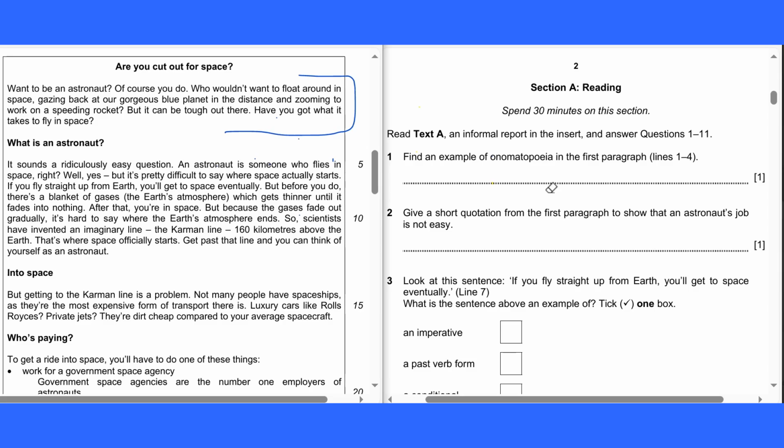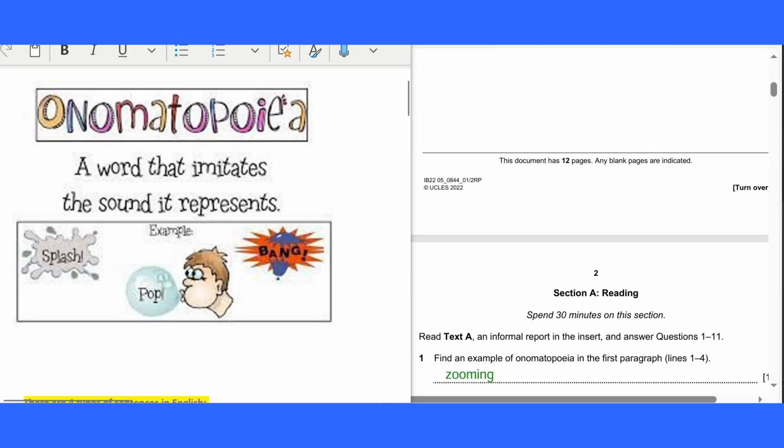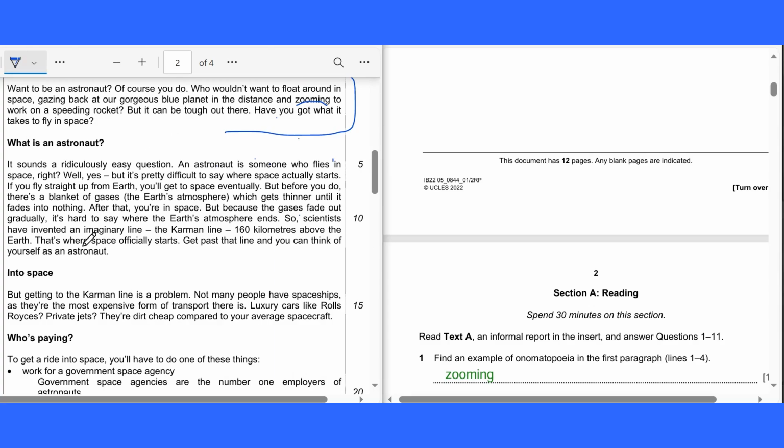Let's reveal the answer. Well, the answer is zooming here: zooming to work on a speeding rocket. So let's take a look at what onomatopoeia is. Onomatopoeia is a word that imitates the sound it represents, such as splash, water splash, balloon pop, or bang. So in here an example of onomatopoeia is zooming. This is the word. So that's the only possible answer.